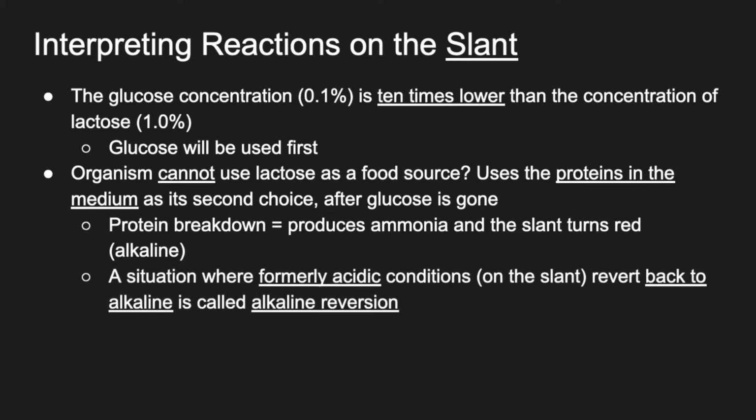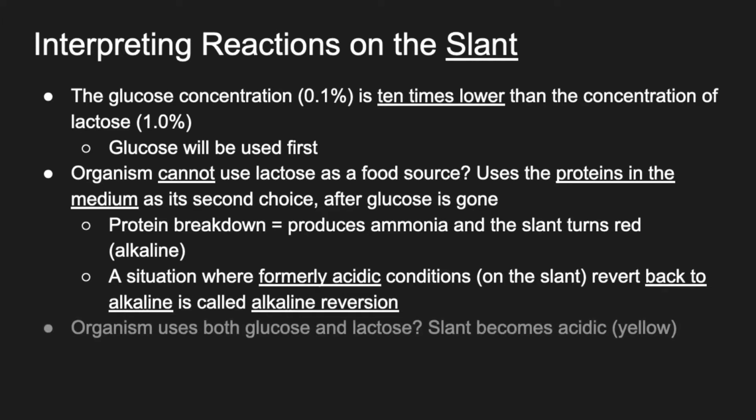A situation where formerly acidic conditions on the slant, so it was yellow, revert back to alkaline or red, is called alkaline reversion. So if something is formerly acidic on the slant and then it starts to revert back to an alkaline environment, it starts to turn red again, that's called alkaline reversion. So if something starts using glucose, the slant may turn yellow. But then once the glucose is all used up, the organism is going to start using those proteins in the medium, and it'll turn back to red or alkaline.